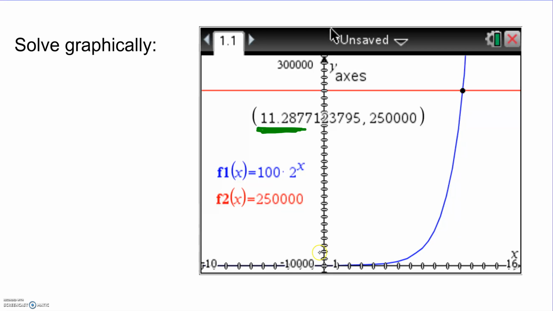You will have to watch your window. Notice my y max needs to be bigger than this 250,000, so you're going to have to go way up on your y max there in order to find that intersection point. So that's just another choice for that. Again, you would put this in for y1 and this in for y2. Our calculators that we're using don't have this notation here. So that's solving it graphically.